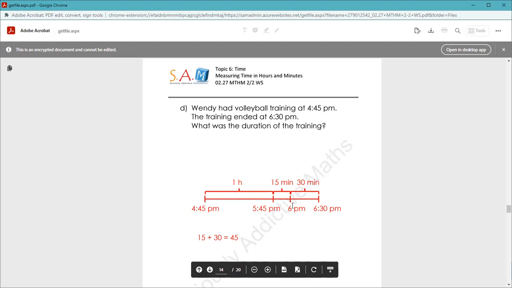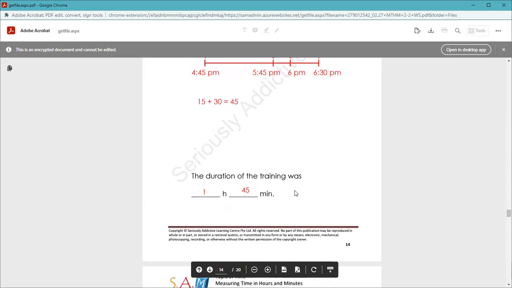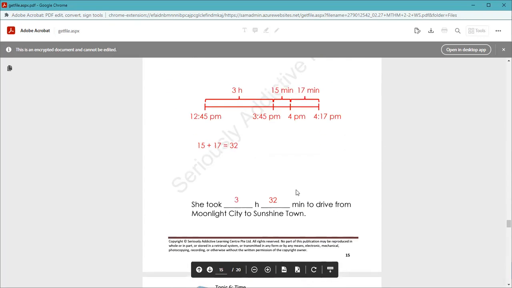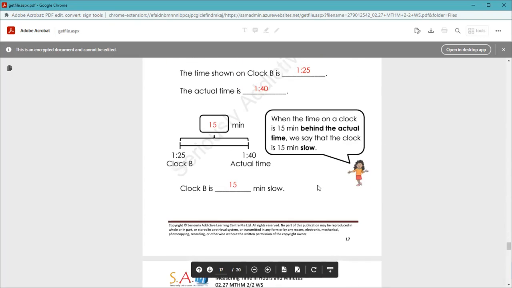So I always tell them, 5:45 p.m., what is the next o'clock? Is it 6 o'clock or 7 o'clock or 8 o'clock? You should be able to know that 6 o'clock is 6 p.m. After that, they figure out the duration of each segment, and then they add them up together. Make sure that they are able to do at least the harder question.